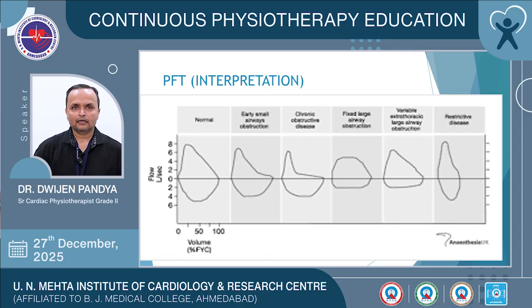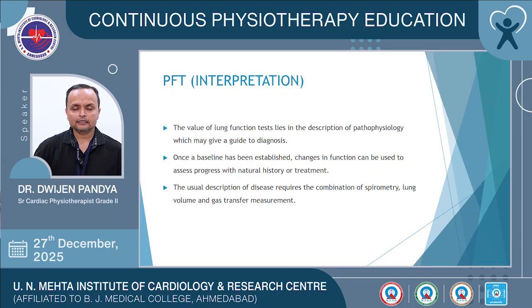These are again different diagrams explaining the different PFT flow volume curves of different subjects. One is a normal subject, the third one is for a chronic obstructive disease. The fourth one is for a subject having a fixed large airway obstruction. The sixth one is for a patient having a restrictive disease. So these are the various flow volume loops of different types of subjects having different types of PFT diseases, beg your pardon.